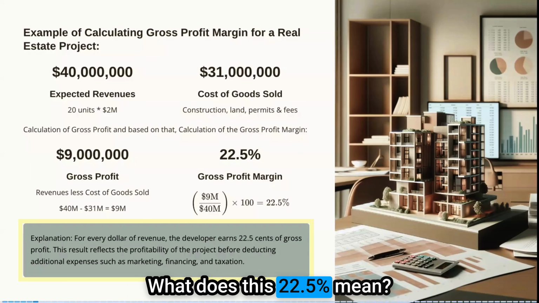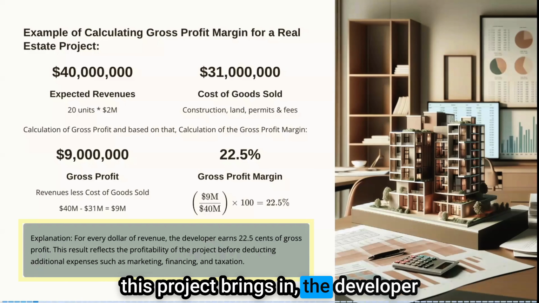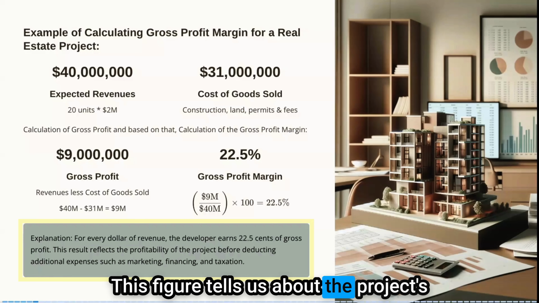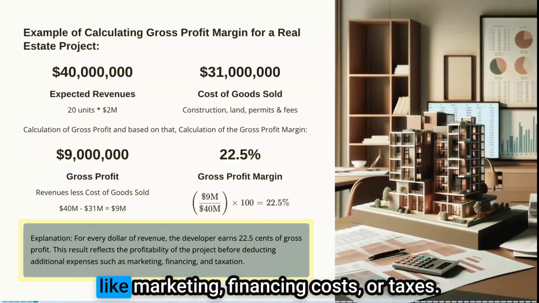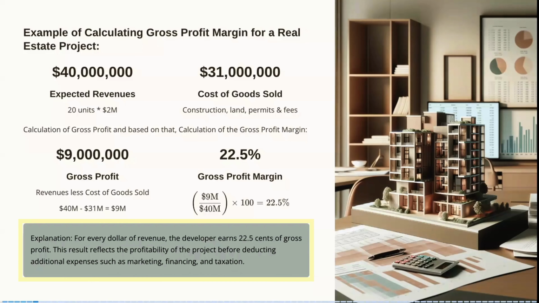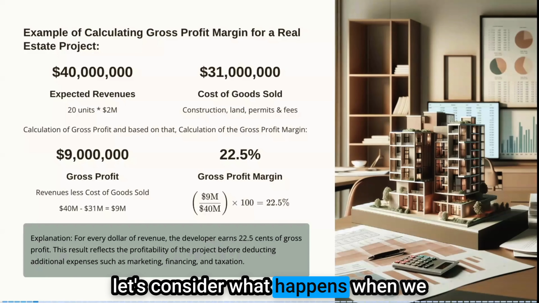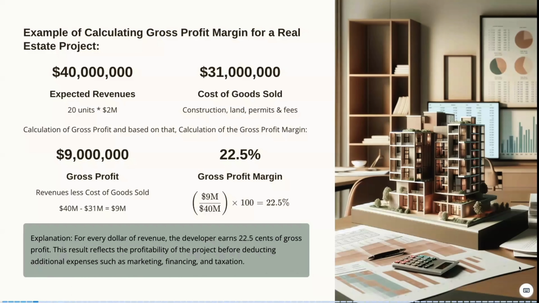What does this 22.5% mean? It means that for every dollar of revenue this project brings in, the developer earns 22.5 cents in gross profit. This figure tells us about the project's profitability before we take out other expenses like marketing, financing costs, or taxes. Now that we understand gross profit margin, let's consider what happens when we account for more of the daily business costs.